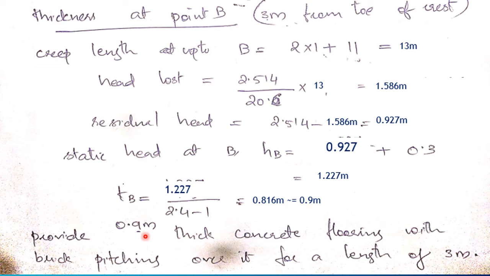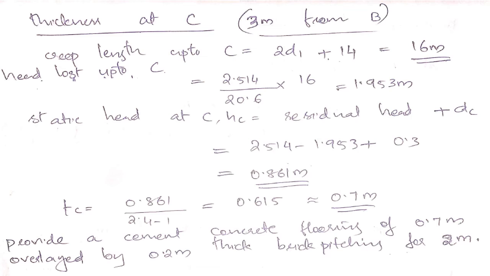Hence provide a 0.9 meter thick concrete flooring with brick pitching over it for a length of 3 meters, and the brick pitching will have a thickness of 0.2 meters, same as in the case of thickness at point A.